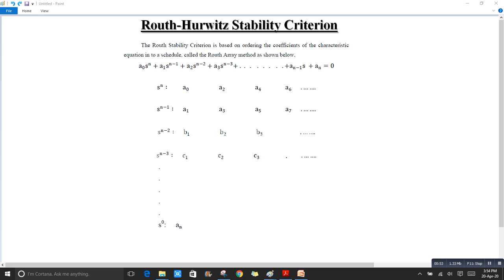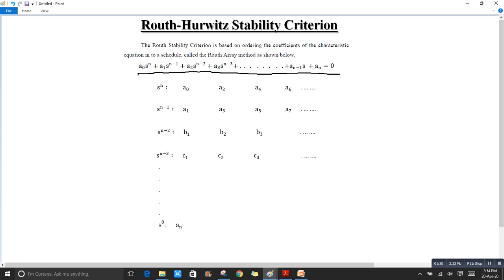The Routh stability criterion is based on ordering the coefficients of the characteristic equation in a schedule. It is called the Routh array method. It can be shown here: a0 s^n plus a1 s^(n-1) plus a2 s^(n-2) plus a3 s^(n-3) plus and so on, plus a(n-1) s plus a n equals 0. So, this is the characteristic equation.